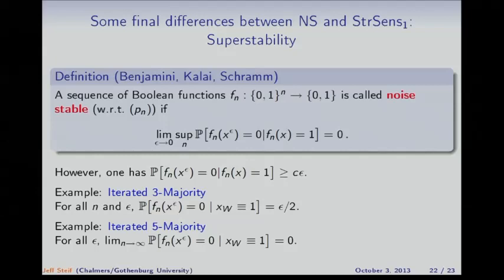It's just that for any level of noise, you get extremely high dependence. So something very different has happened with 5 and 3 majority, and this cannot happen in ordinary noise sensitivity.